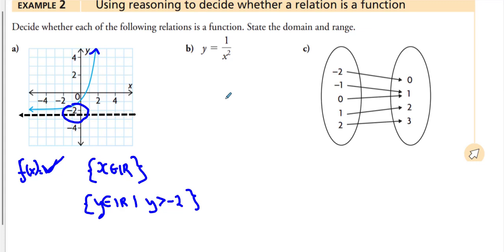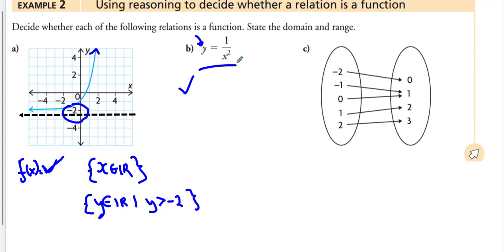When you're given an equation, the easiest way I would say is to just take a look at your y value. And most likely, if it's to the power of 1, then the equation is most likely going to be a function. So in this case, yes, it is a function.